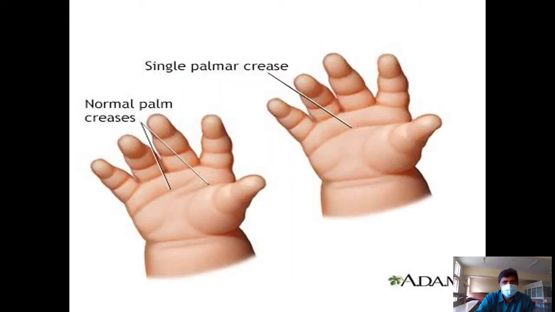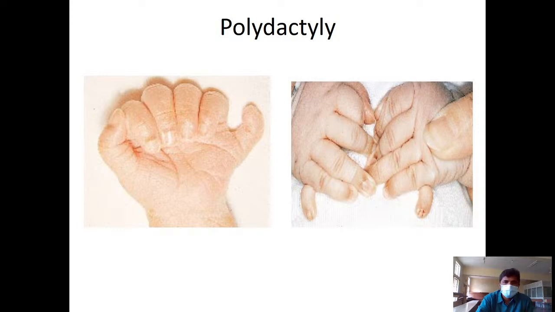And see, these are the normal palmar creases in a neonate. Sometimes you can end up having a single palmar crease. If a single palmar crease is limited to only one hand, then it can be quite normal. If both hands have a single palmar crease, then most of the time the babies are syndromic, and the most common syndrome in such a scenario will be Down syndrome. Then you need to look for polydactyly. Polydactyly is usually seen in some syndromic babies.